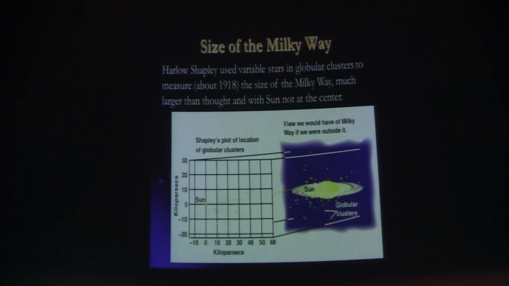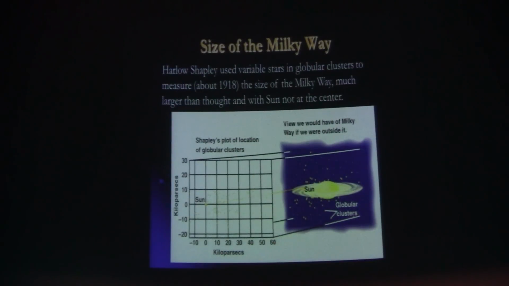One is that the Milky Way is 100,000 light years across, or 30,000 parsecs. The second important thing, and that's still true, is that we are not in its center. By his measurement, we are about 1/3 of the way towards one of the edges of the Milky Way.